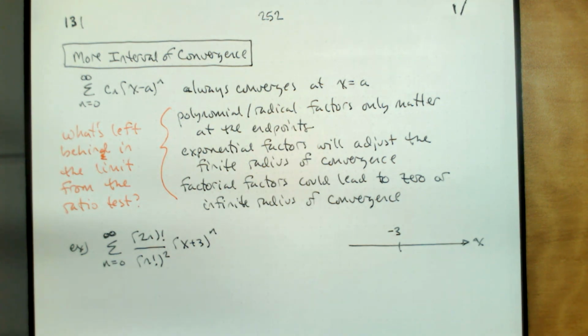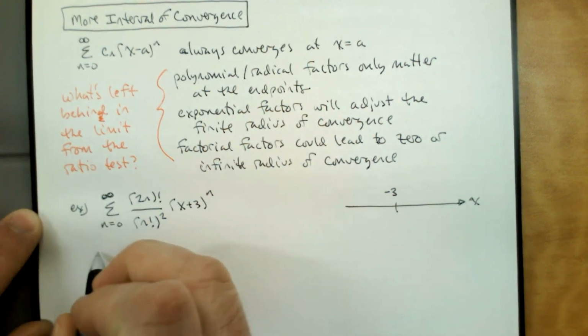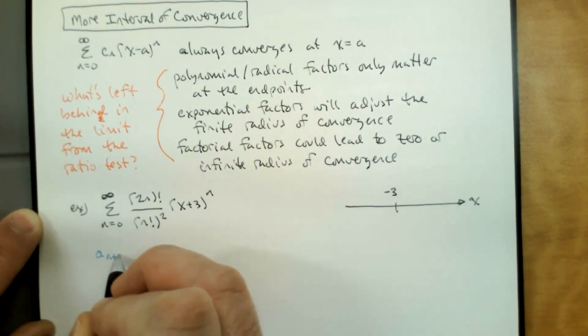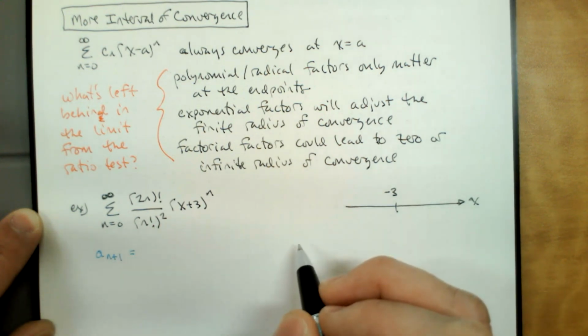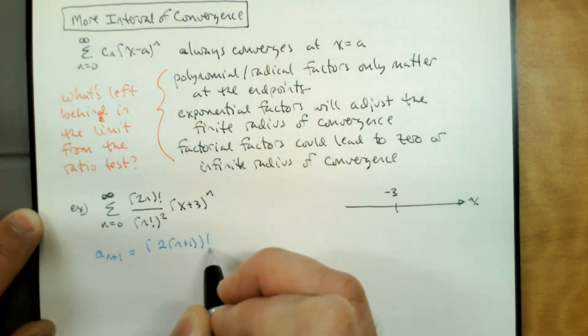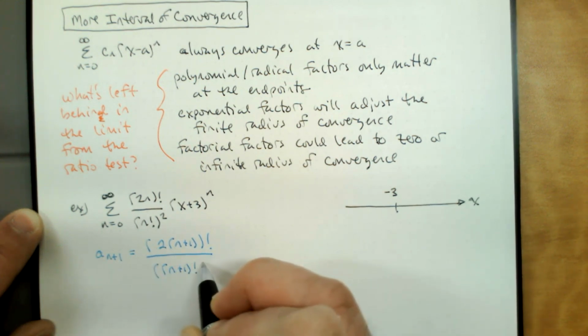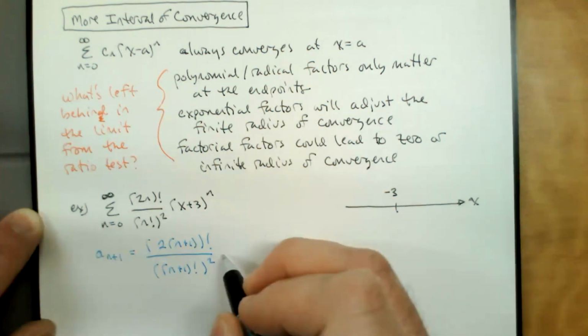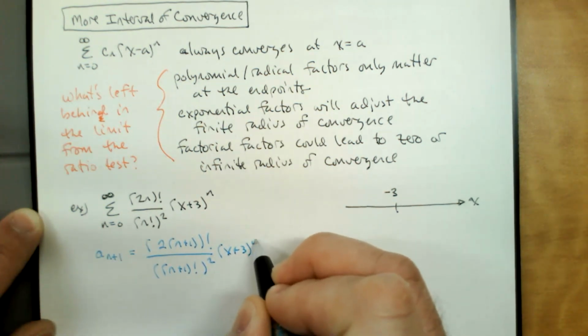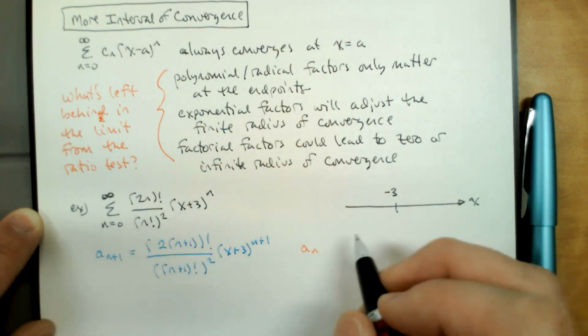But now there's some kind of competition between these factorials. We need to see that play out in a ratio test. So let's take the an, or an plus 1. We're going to replace all the n's with an n plus 1. So I have 2 times n plus 1 factorial, n plus 1 factorial, and then 2 copies of that, times x plus 3 to the n plus 1. An is just as it appears.